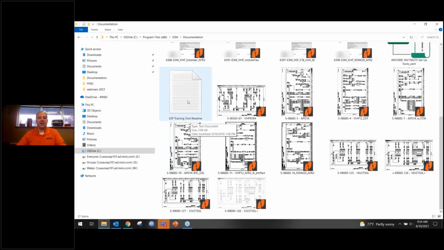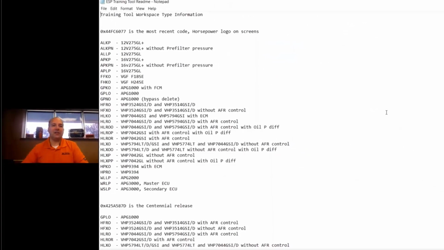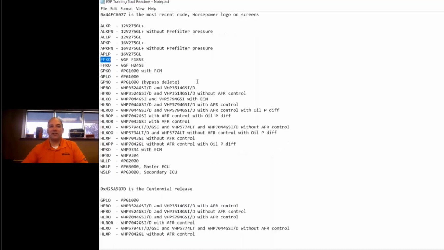Not so fast. As I open up this text file, as you'll recall, I knew that with the horsepower logo for my VGF SE, I wanted workspace FFKO. So when I'm searching for where am I trying to duplicate what the customer has, this is a super important piece for you to take a look at. OX44FC6077, that is my horsepower logo, so up on the top. And then FFKO is going to be related to my VGF SE.